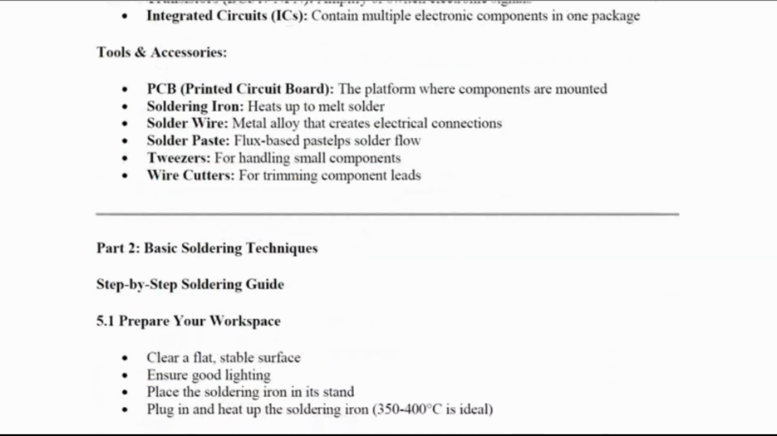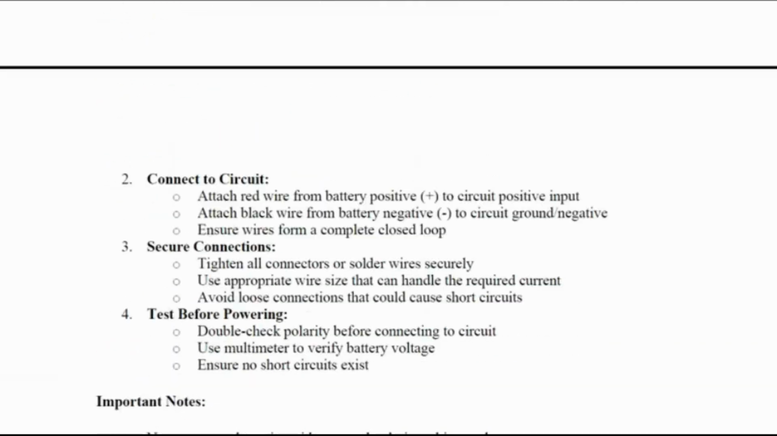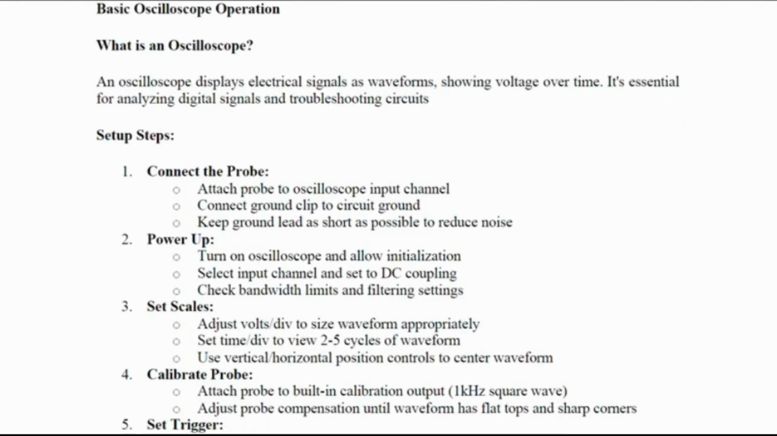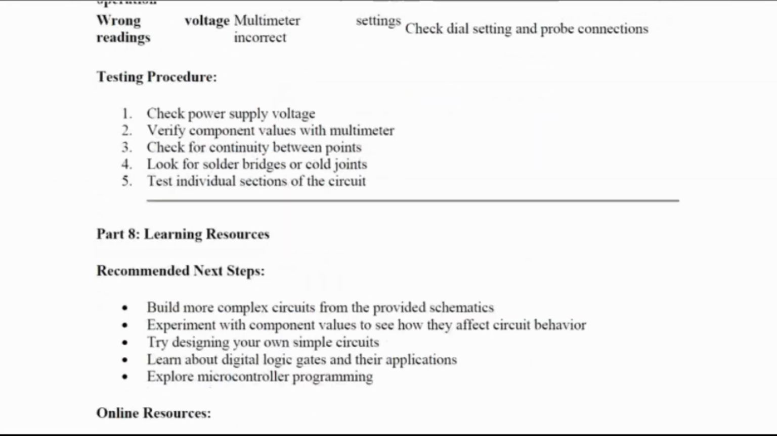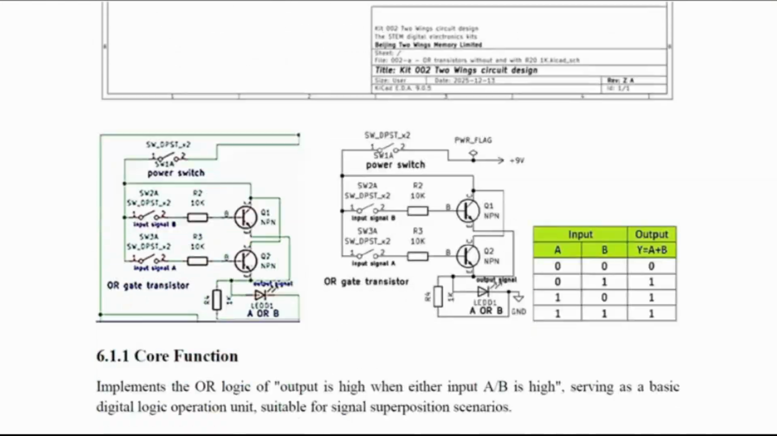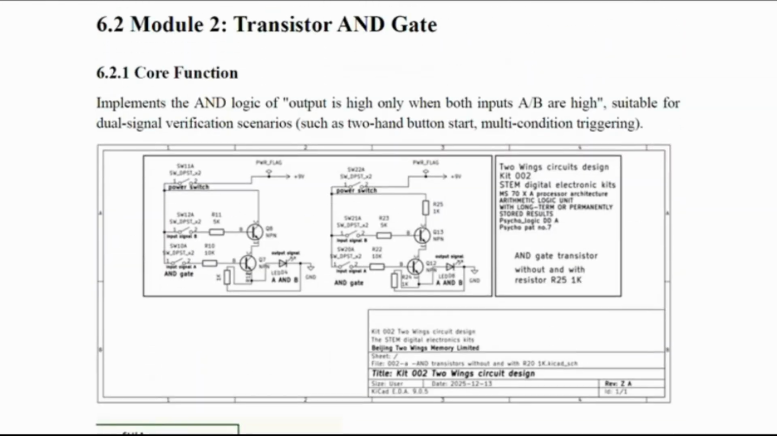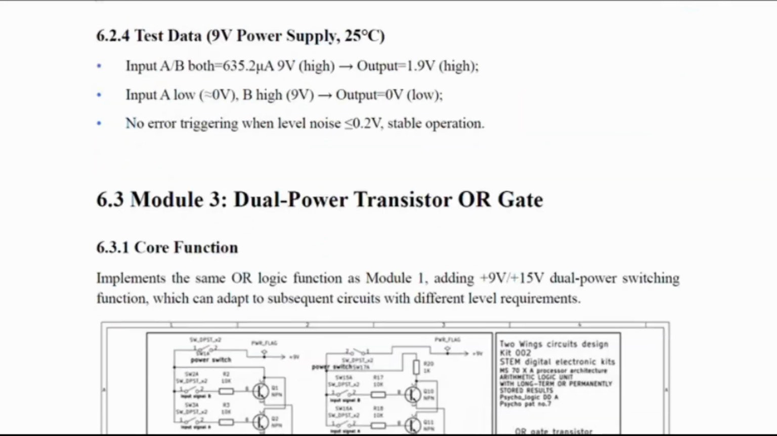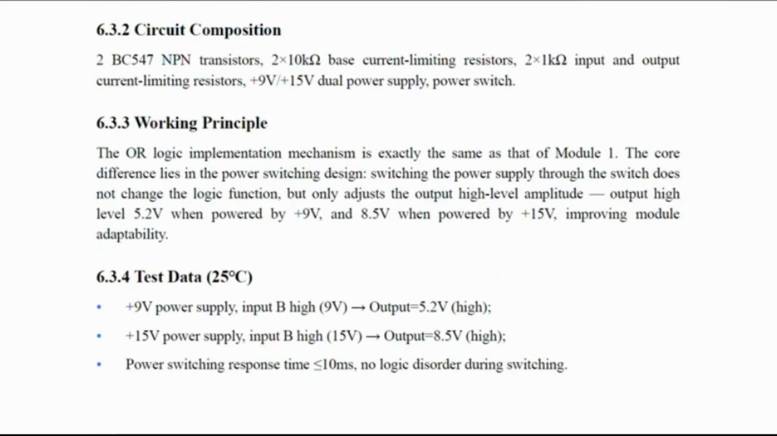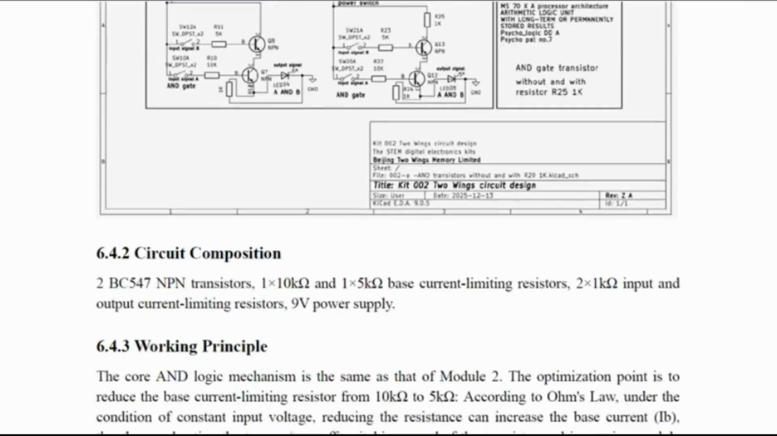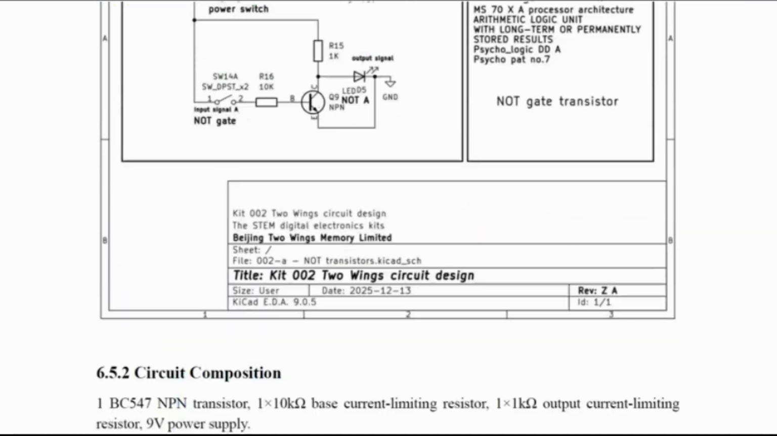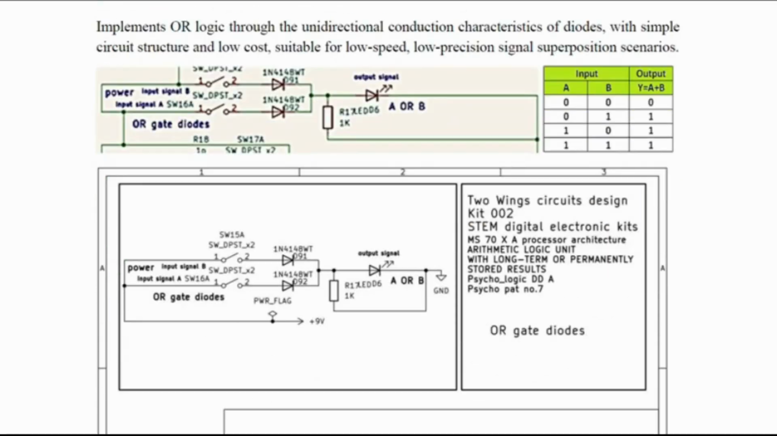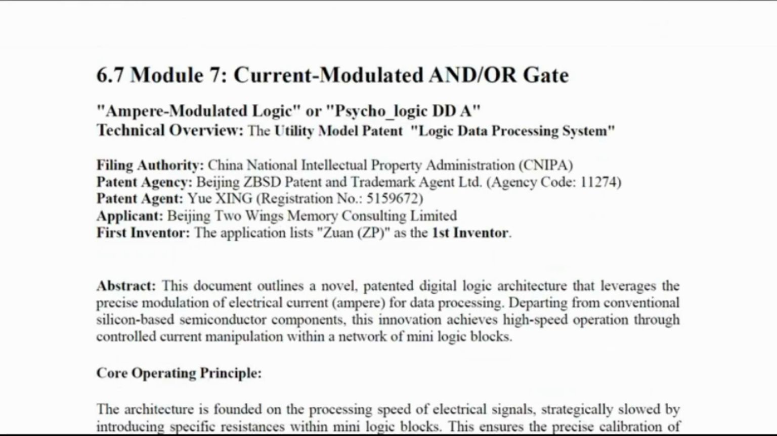Next, the manual introduces alternative implementations. You will build an OR gate using only diodes and resistors, offering a simpler, though slower, approach to logic. This contrast is key to understanding the trade-offs in electronic design. The journey then progresses to more sophisticated modules, including a dual-power OR gate for voltage adaptability, and an optimized resistor-based AND gate for improved switching speed.